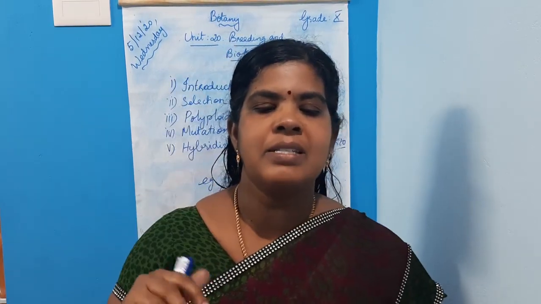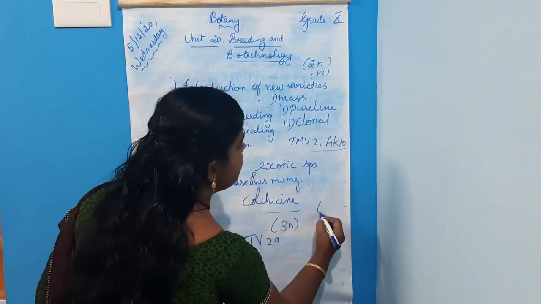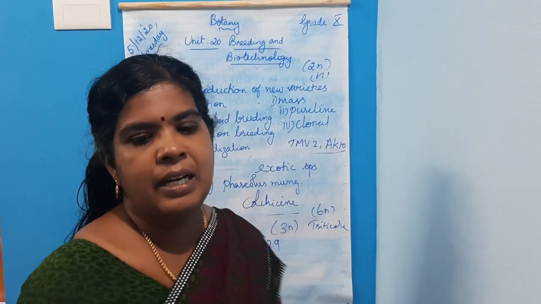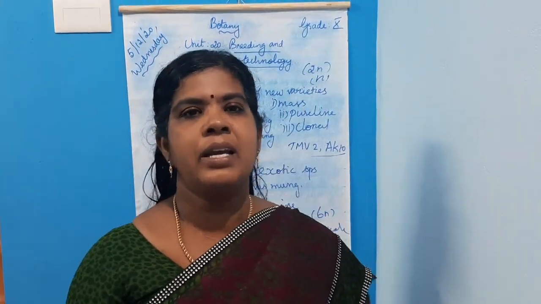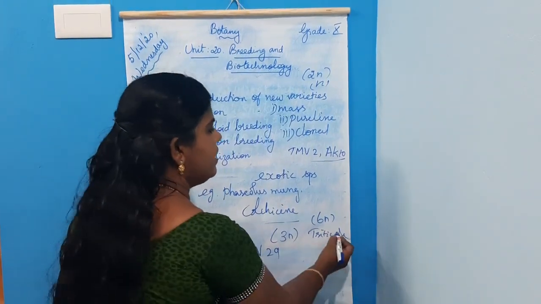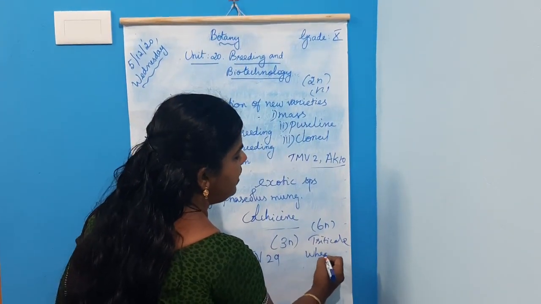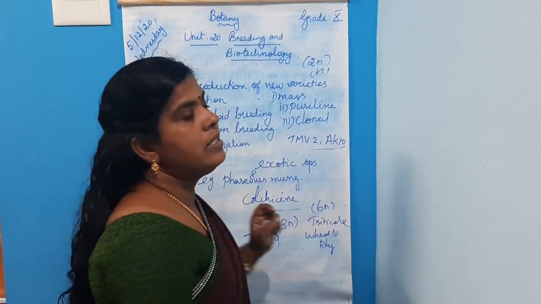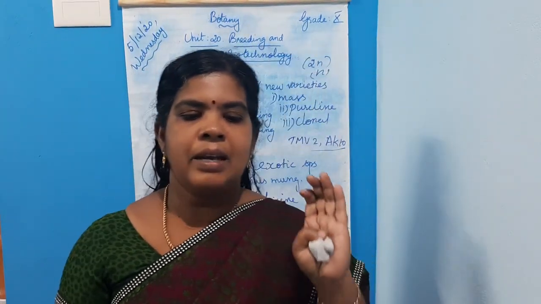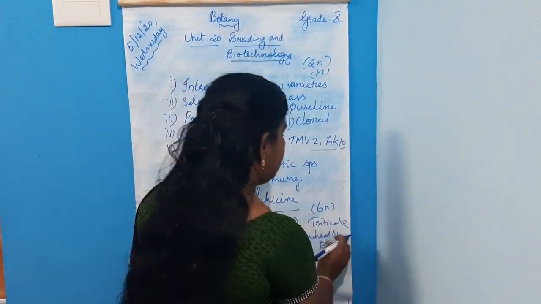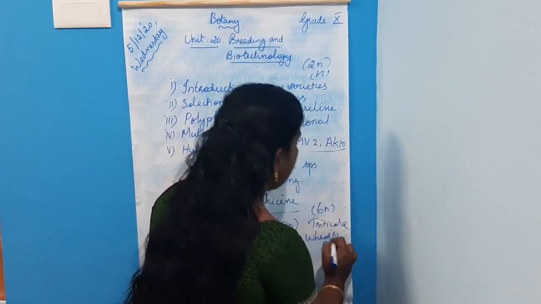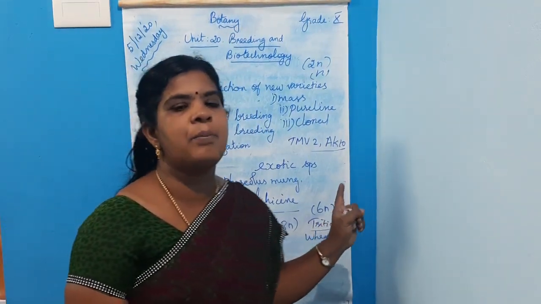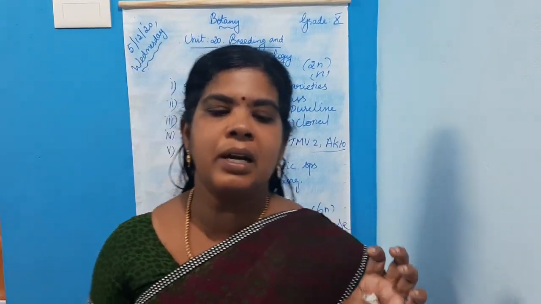Then the third one is triticale. It's a hexaploid, 6N. Triticale is a hybrid of wheat and rye. By crossing wheat and rye, the plant obtained is triticale. The hybrid triticale is obtained by crossing wheat and rye. It's a hexaploid triticale obtained through polyploid treatment.